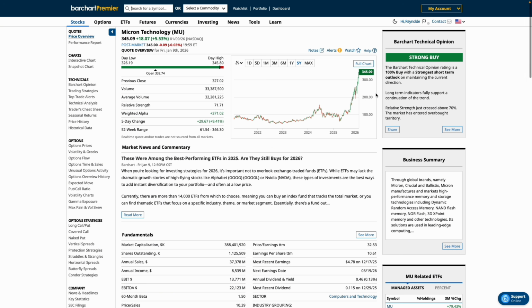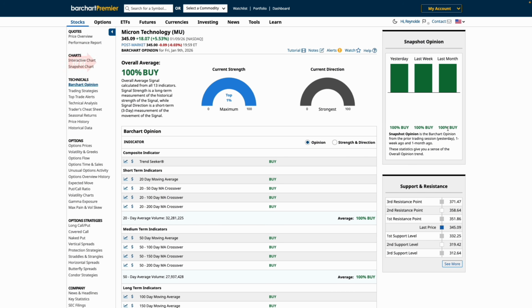To understand Barchart Opinion, you need to understand the core tools behind it. Barchart Opinion doesn't rely on just one indicator. It combines 13 different technical trading strategies grouped into short-term indicators, medium-term, and long-term indicators. The percentage you see next to Barchart Opinion represents how many of those strategies are currently bullish versus bearish. It's not telling you what to do, it's showing you how aligned the technical picture is. Each strategy contributes to an overall score, and the overall opinion you see is simply the average of all 13 strategies combined.